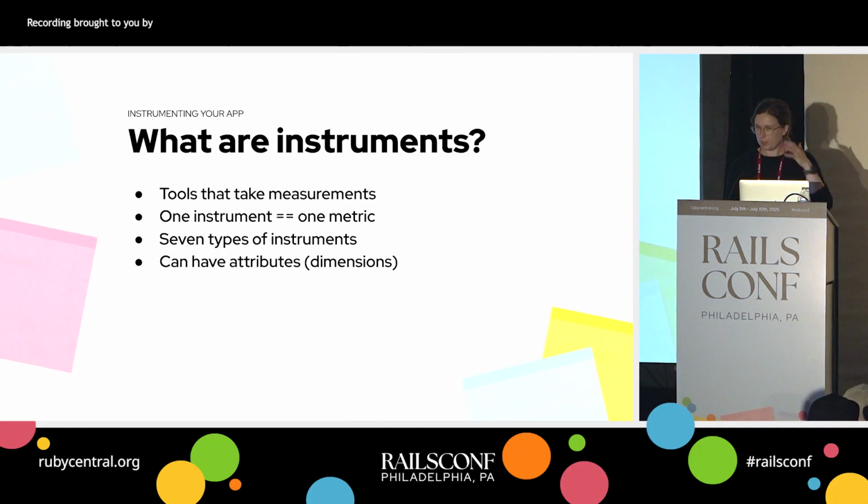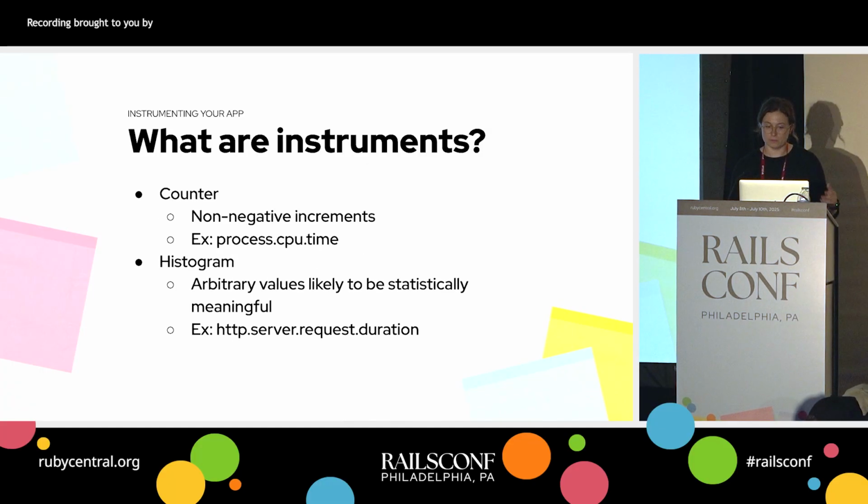So a little more into OpenTelemetry instruments because they're kind of unique. One instrument is one metric. OpenTelemetry has 7 different types of instruments. And unlike at least New Relic's traditional Ruby agent, you can have attributes on your metrics that are known as dimensions. I'll do a little walkthrough of the different instruments that are available and places where they are used in the OpenTelemetry semantic conventions.